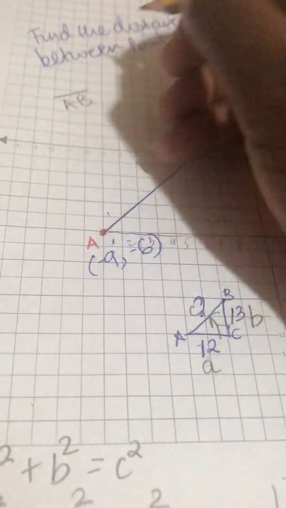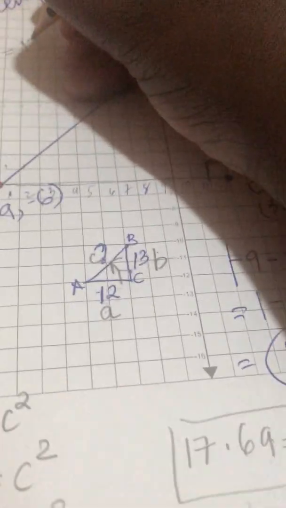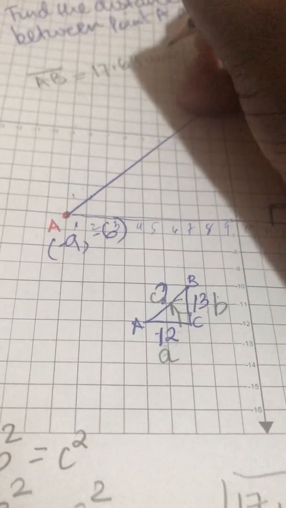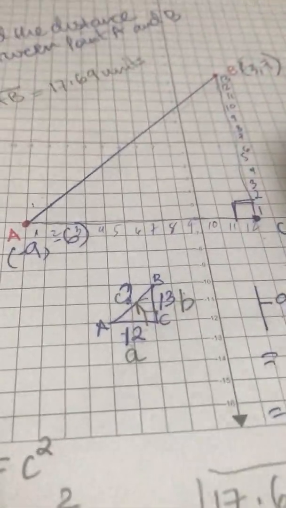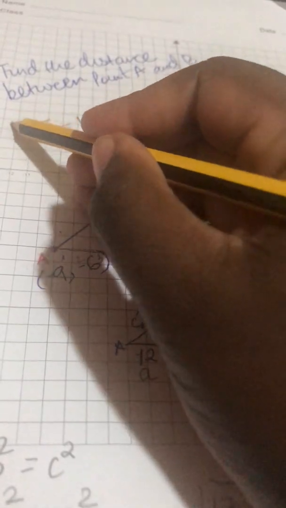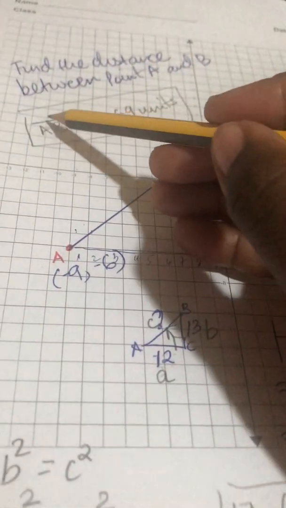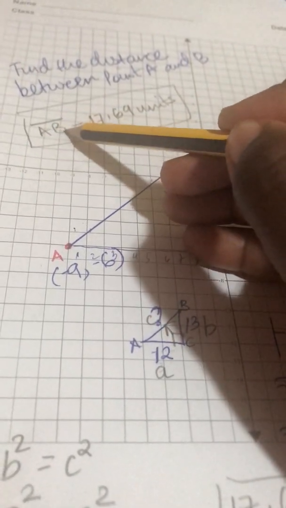Line AB, or the distance from A to B, is 17.69 units. I don't know what the units are because they didn't tell me whether to use centimeters or kilometers or inches. So I will write units. And there is my answer. Okay? When you have a line on top of this, it means this is the line from A to B.